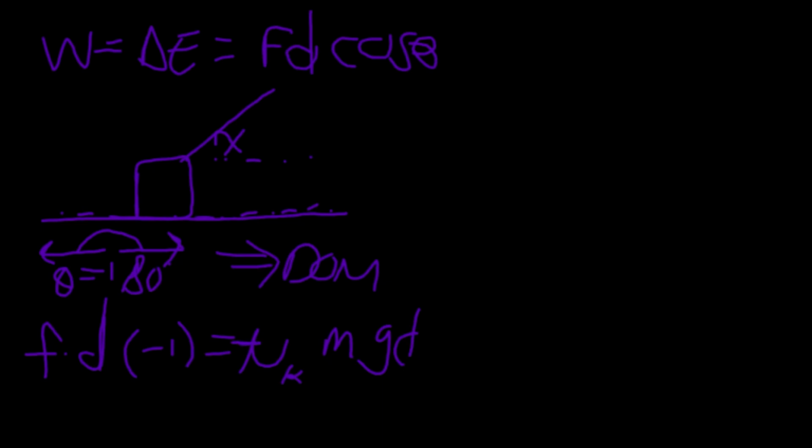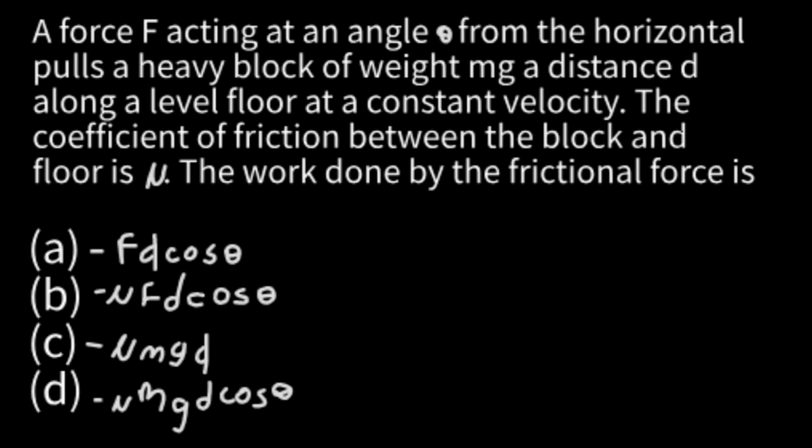Alright, so now let's do some practice problems, multiple choice questions with work. Here's our first problem. We've got a force F acting at an angle theta from the horizontal, pulling a heavy block of weight mg a distance d along a level floor at a constant velocity. The coefficient of friction between the block and floor is mu. We want to know the work done by the frictional force. So take note of the constant velocity. This means that our force of friction, which acts in the x direction, equals the horizontal component of our force F, which is F cosine theta.